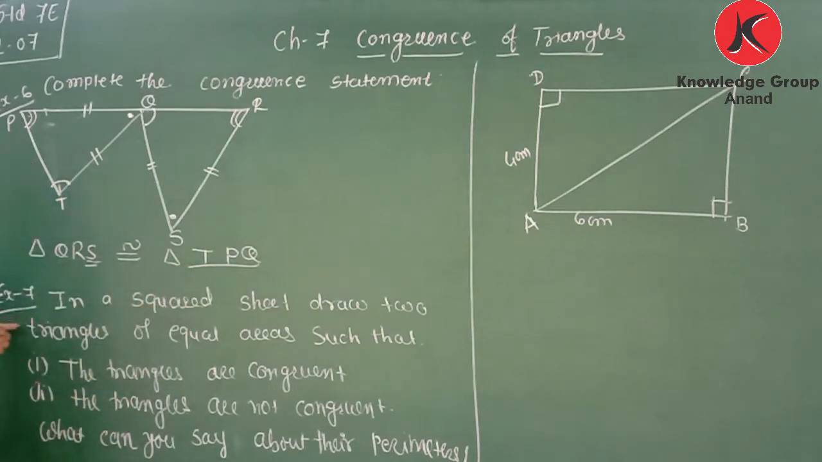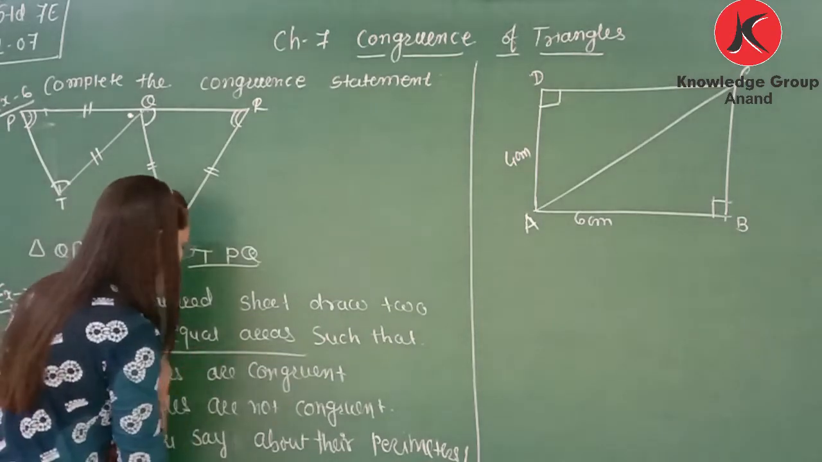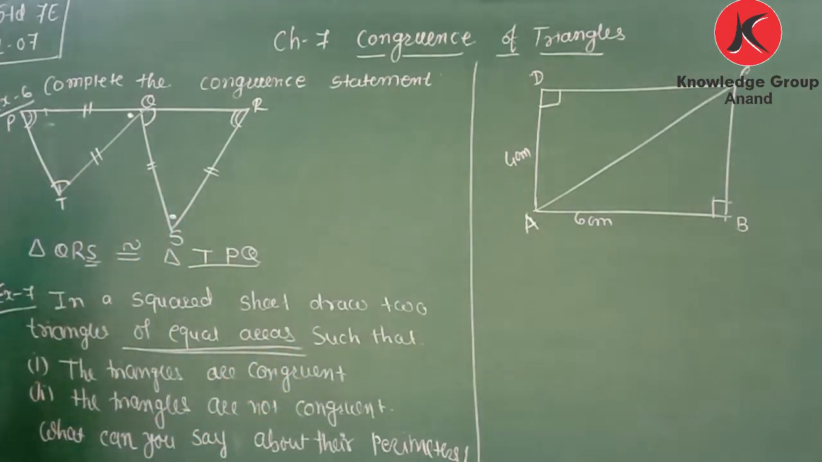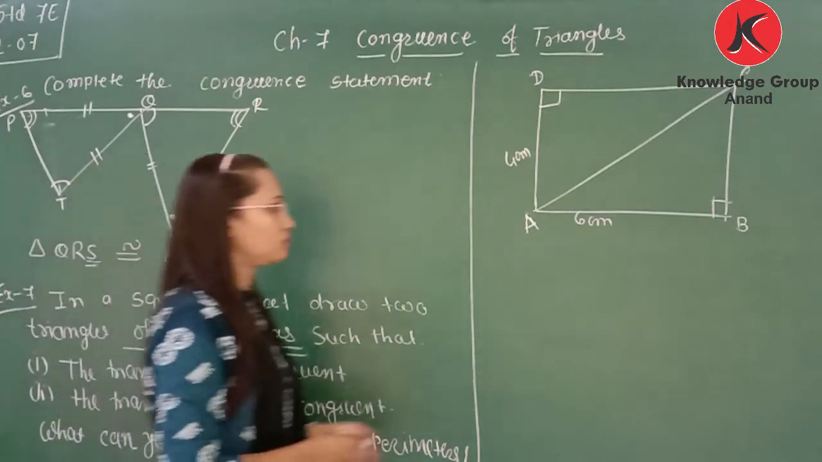Now the next example, example 7. In a square sheet, draw two triangles of equal area. You need to take one square sheet. In that you need to draw two triangles of equal area such that the triangles are congruent. You need to first take one square paper and draw two triangles such that they are equal in area and congruent. So let's draw.